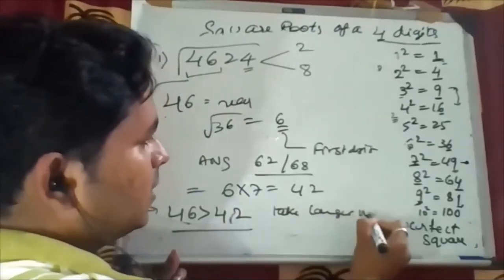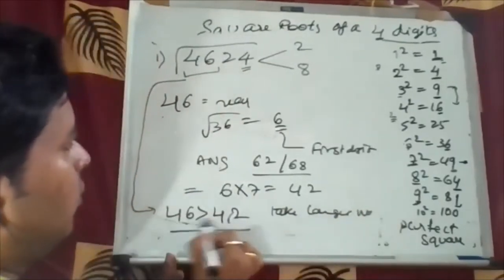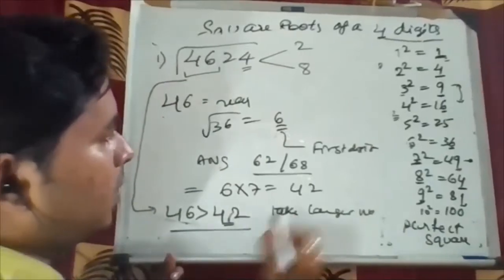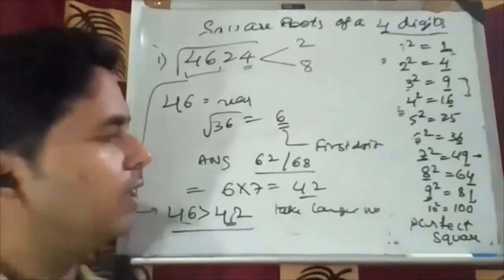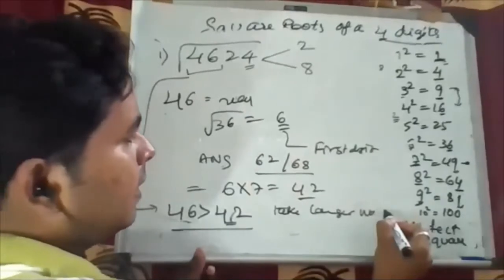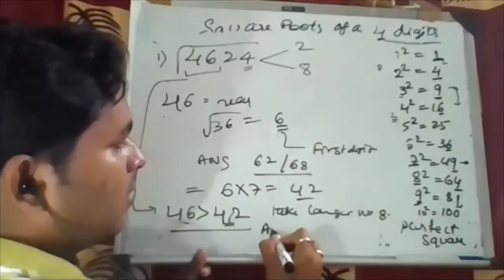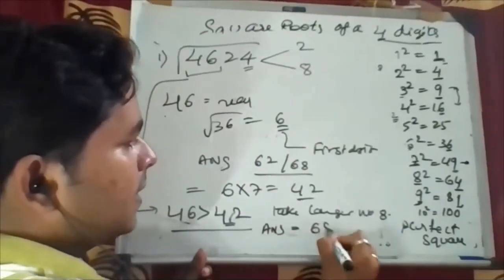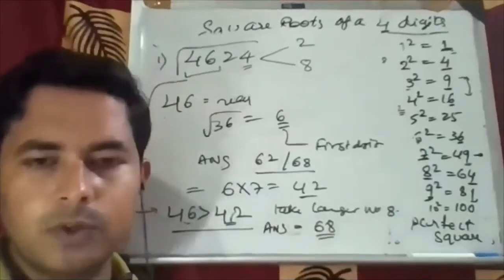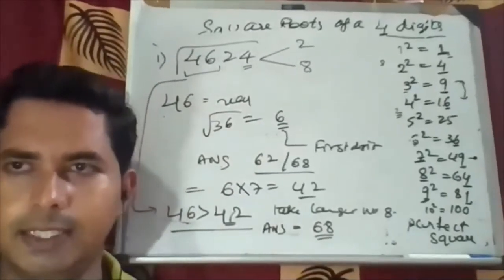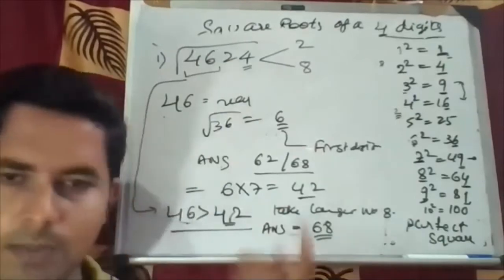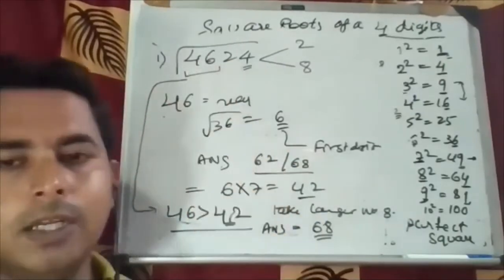So what is the larger number? Because your 42 is smaller, this multiplier is smaller. Take the larger number, that is 8. So your answer will be 68. Okay, so same method. Only you have to consider 2 digits.